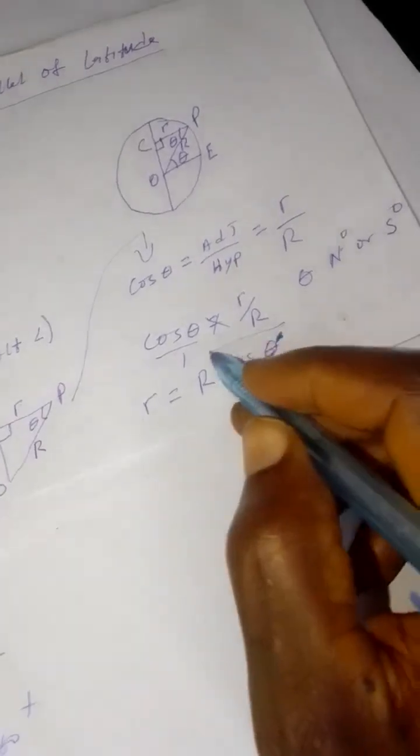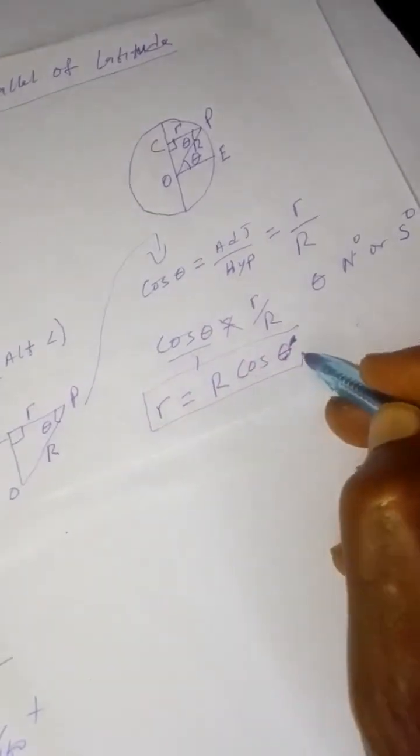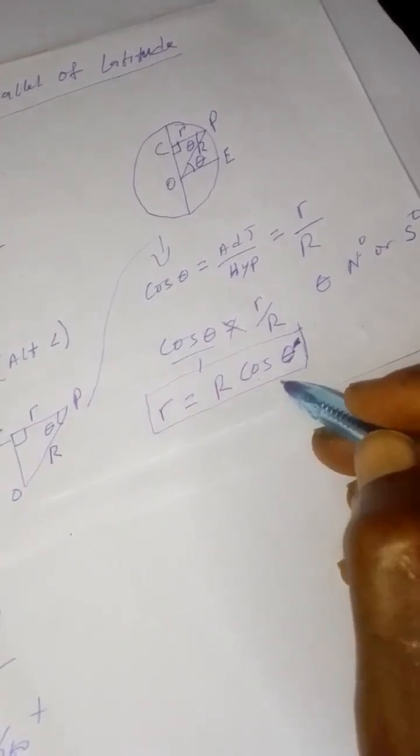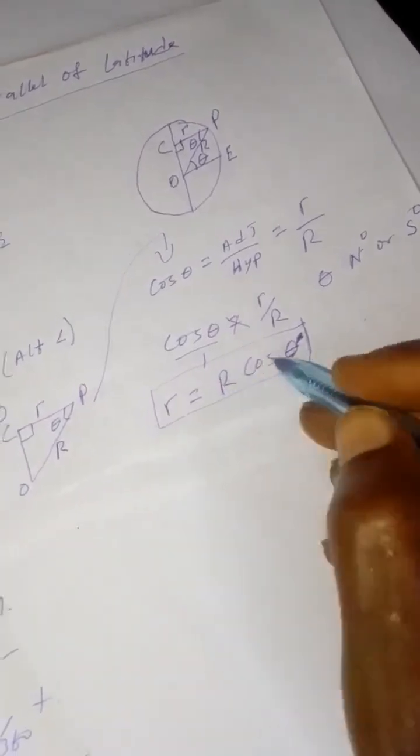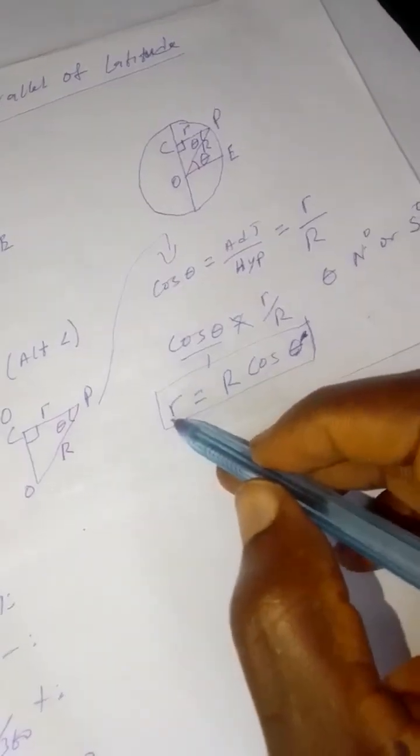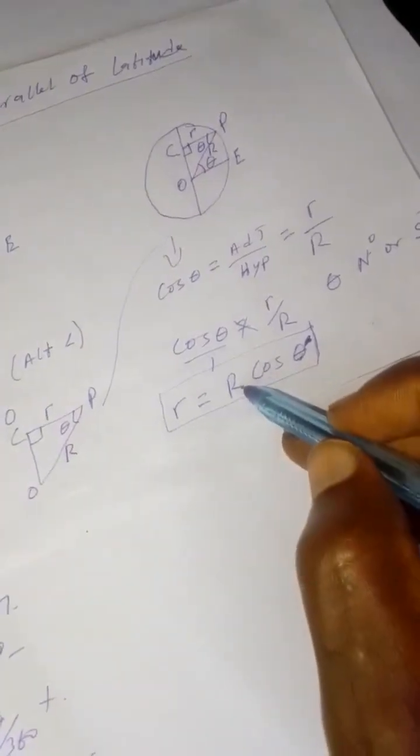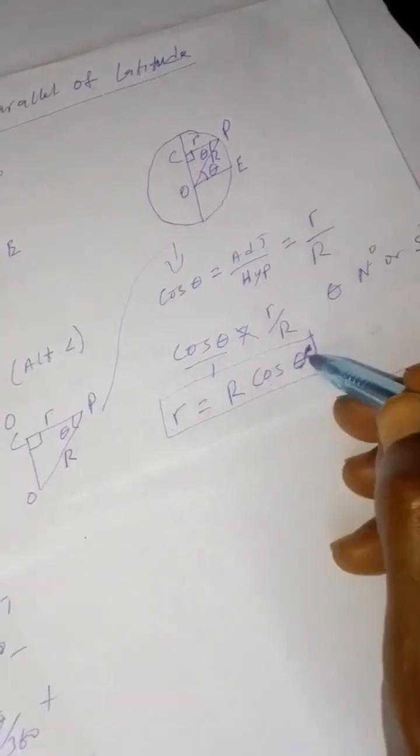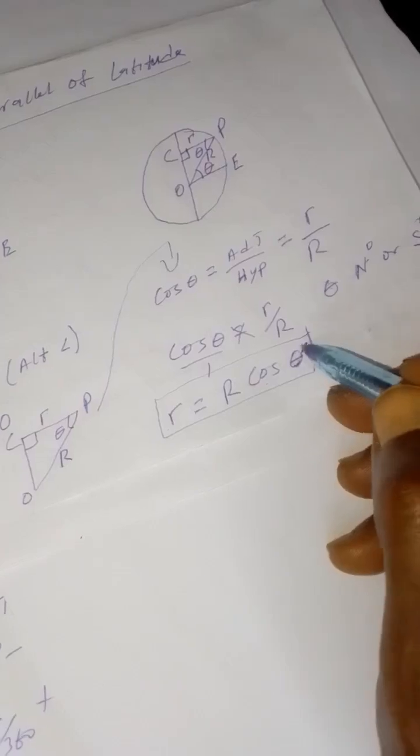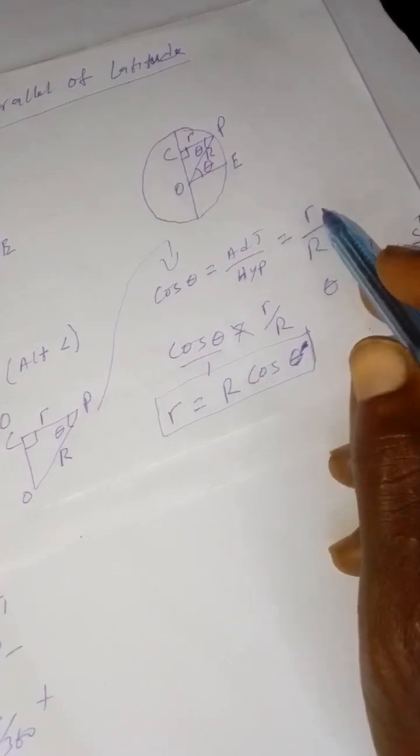So this relationship between the radius of a parallel of latitude and the radius of the Earth's surface is: the radius of the parallel of latitude, small r, equals capital R, the radius of the Earth, times cos theta. And that theta is the angle of the latitude, north or south.